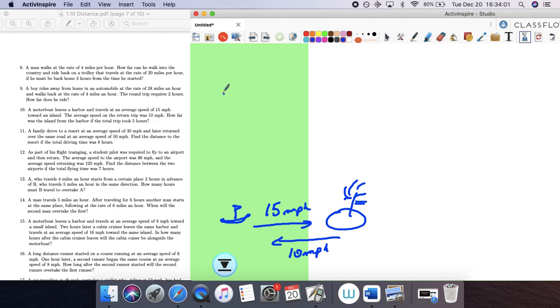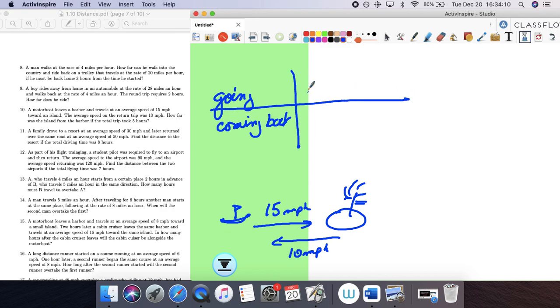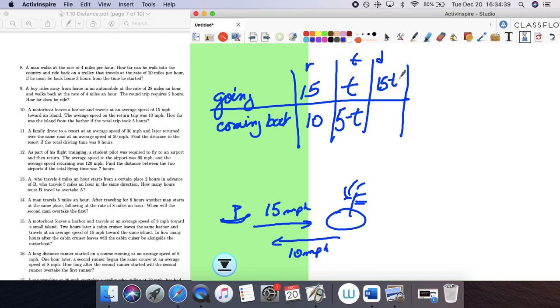So let's say going to the island and coming back. Those are the two parts here. Going to the island, his speed, I guess because he was with the current, was 15 miles an hour. Coming back, it was 10 miles an hour. The whole trip took 5 hours. We don't know exactly how long it took him going, but let's call the time going to the island T. Coming back, I know the total was 5 hours, so the coming back is going to be 5 minus T. In the distance column, multiply those two, we get 15T. Here we do the distributive property, we get 50 minus 10T.